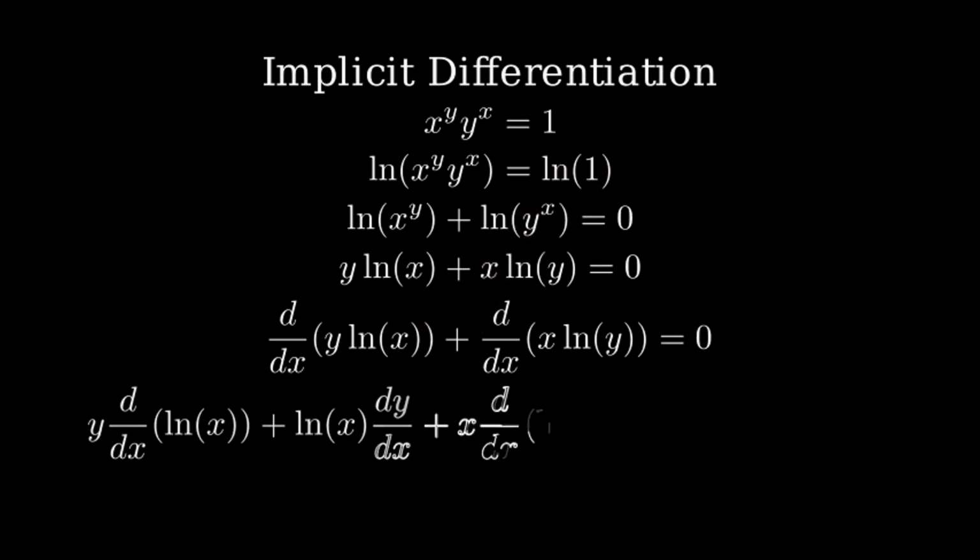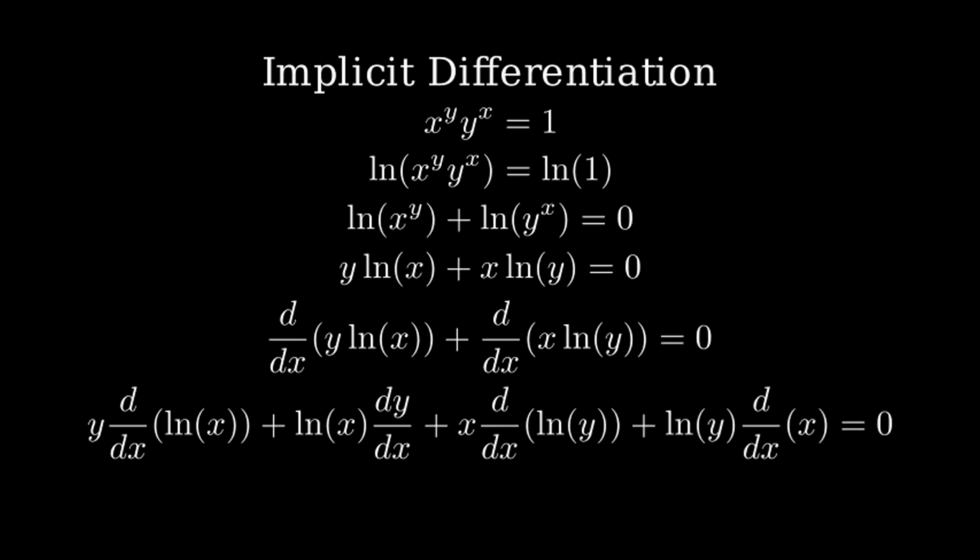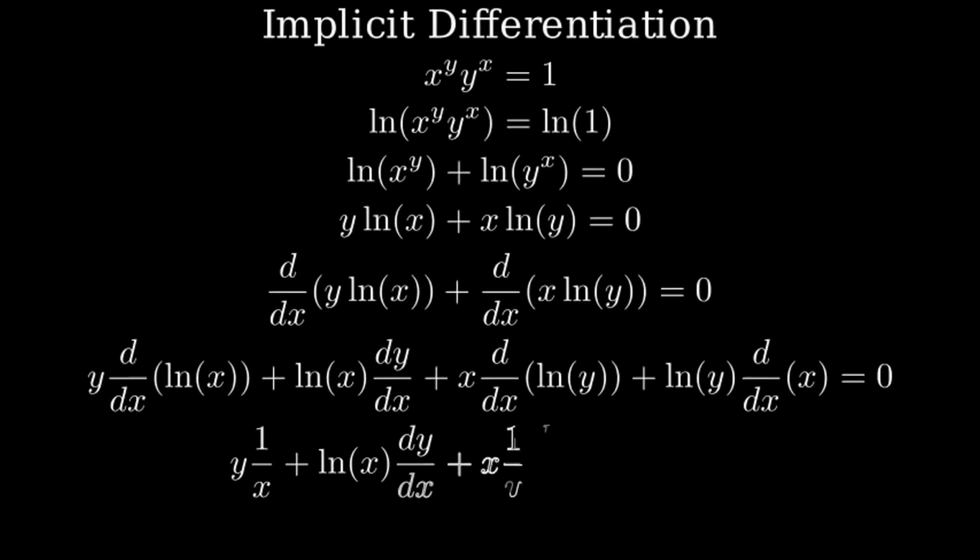For the first term, we get y times the derivative of log x plus log x times the derivative of y. For the second term, we get x times the derivative of log y plus log y times the derivative of x. Now, let's simplify the derivatives. The derivative of log x is 1 over x, the derivative of x is 1, and the derivative of log y is 1 over y times dy/dx.